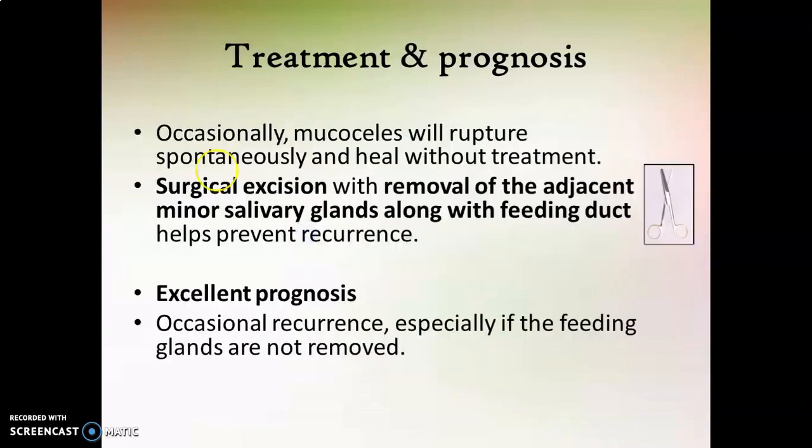Now coming to the treatment and prognosis, the mucoceles are treated usually by surgical excision and removal of adjacent minor salivary gland along with the feeding duct so as to prevent the recurrence. But occasionally the mucocele will rupture spontaneously and heal without treatment. But in this case, there is always a chance of recurrence. But if the mucocele is removed with adjacent minor salivary glands and the duct, there will be no recurrence and it has excellent prognosis.